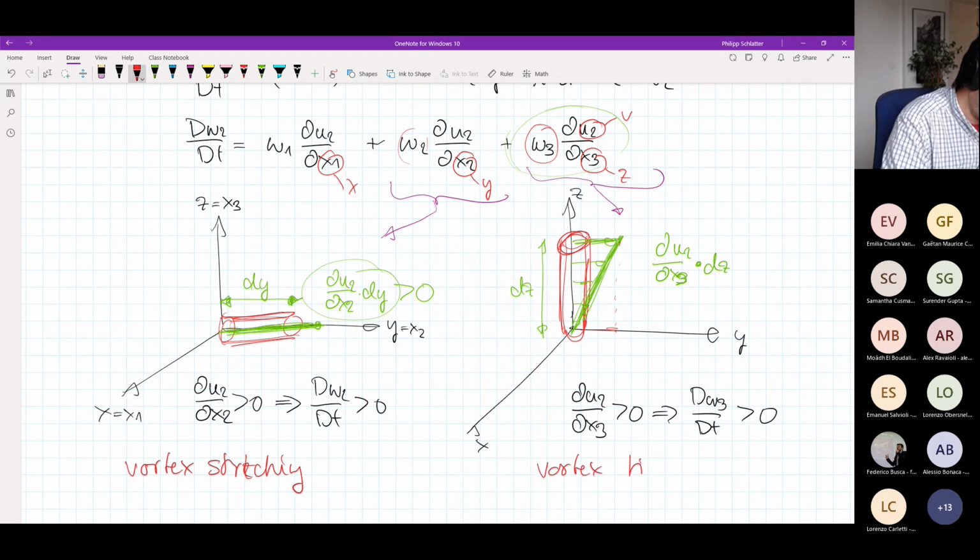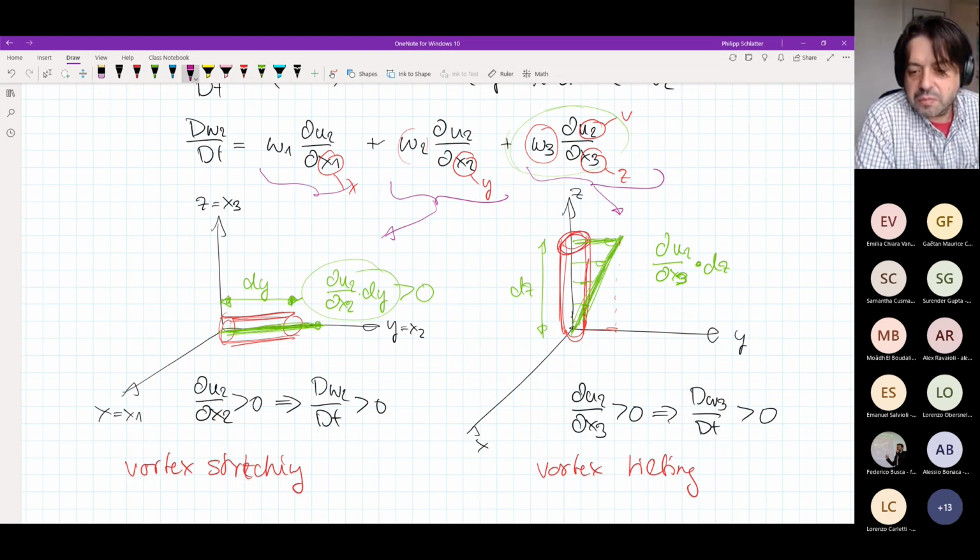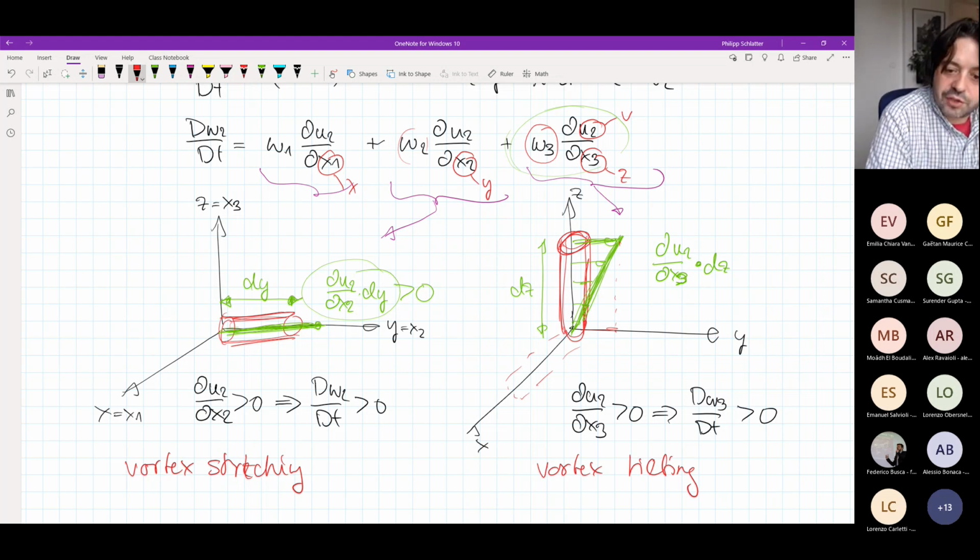That's why this term is called vortex tilting. And of course, now it's easy to understand as well that the first term here would do the same as the third term, just in the x direction, where you have du2 dx. So that would be the same thing if you were to do it in this direction. Therefore, the first term and the third term essentially do the same thing. They are responsible for vortex tilting, and the one in the middle is responsible for the stretching.